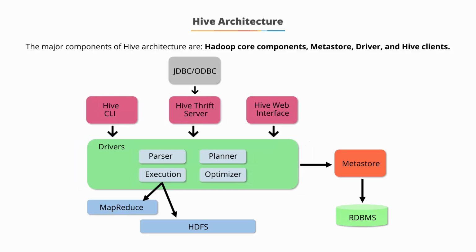The Hadoop core components include HDFS. When data is loaded into a Hive table, Hive internally stores the data in an HDFS path, which is the default Hive warehouse directory.